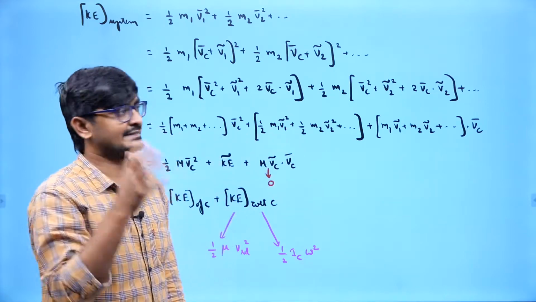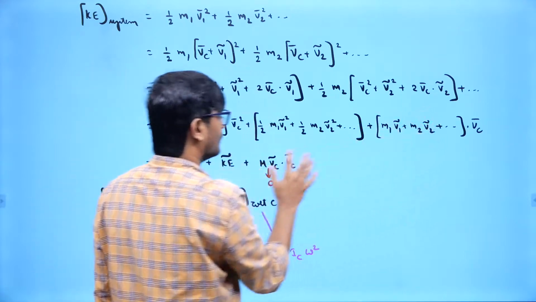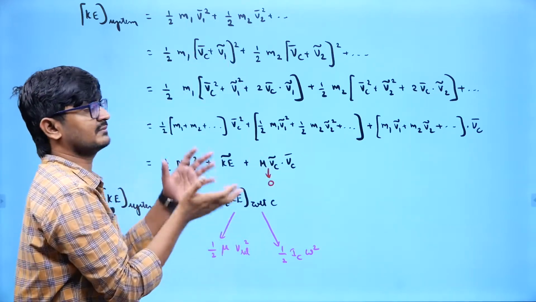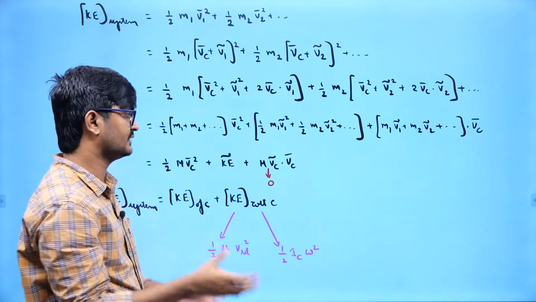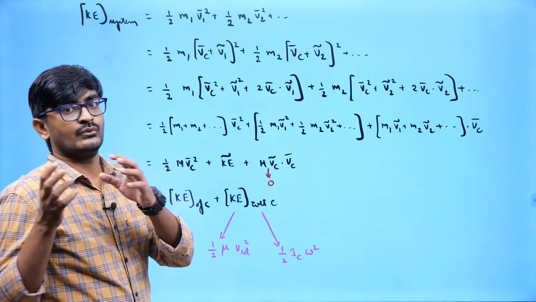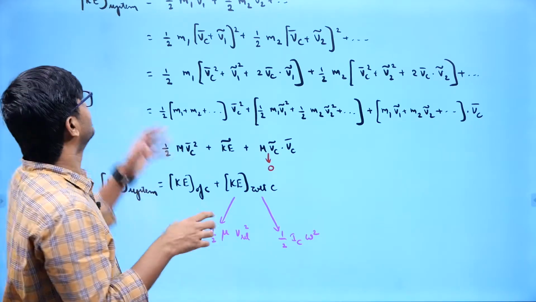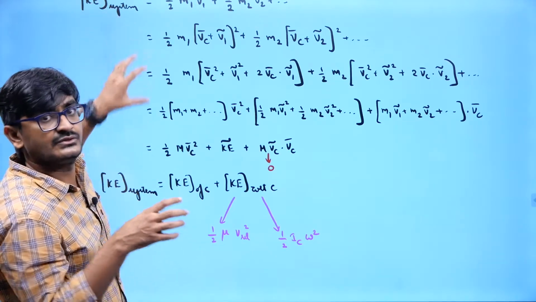So this term is going to be 0 only in the center of mass frame. That is the importance of center of mass from the kinetic energy point of view. When you try to see the energy, like the kinetic energy of the system, you can divide it into two parts.